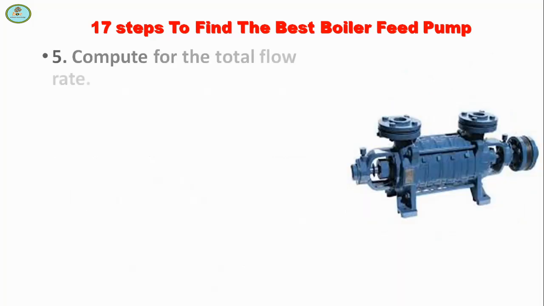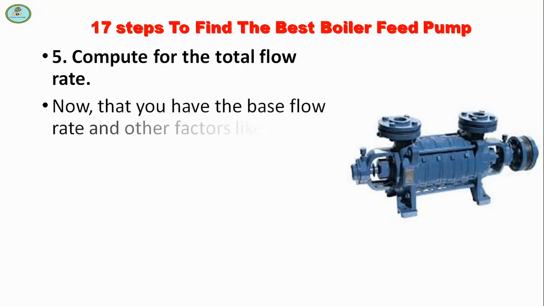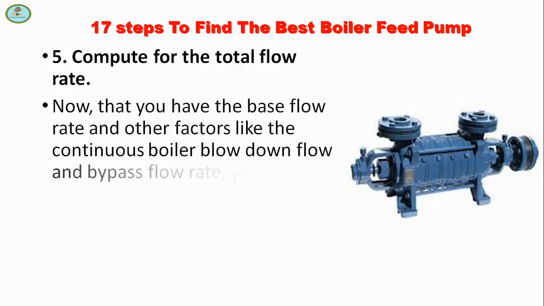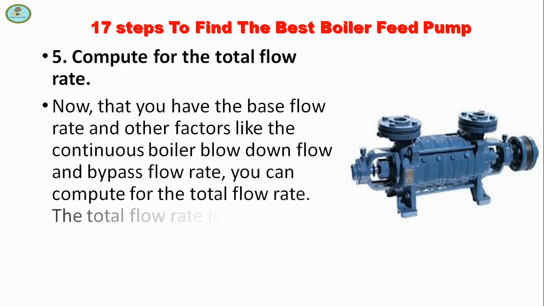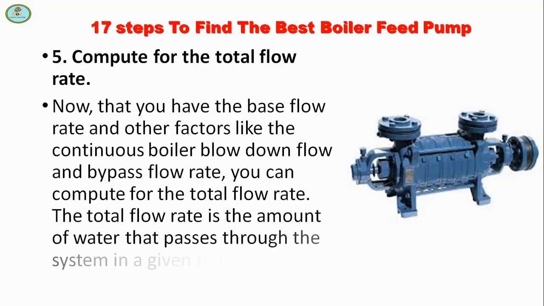Fifth is compute for the total flow rate. Now that you have the base flow rate and other factors like the continuous boiler blowdown flow and bypass flow rate, you can compute for the total flow rate. The total flow rate is the amount of water that passes through the system in a given time.